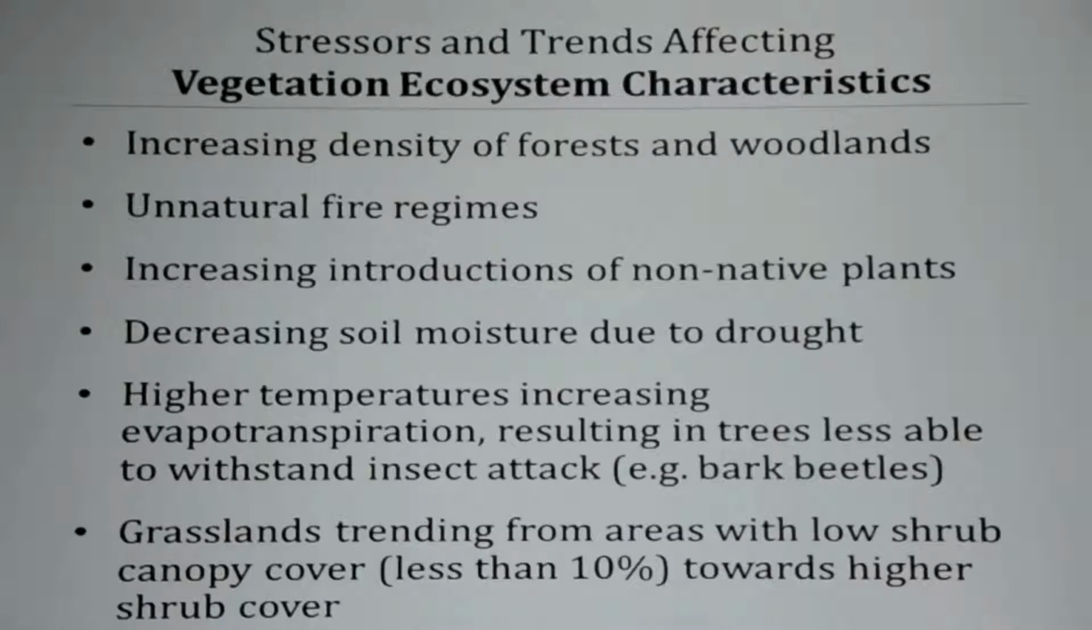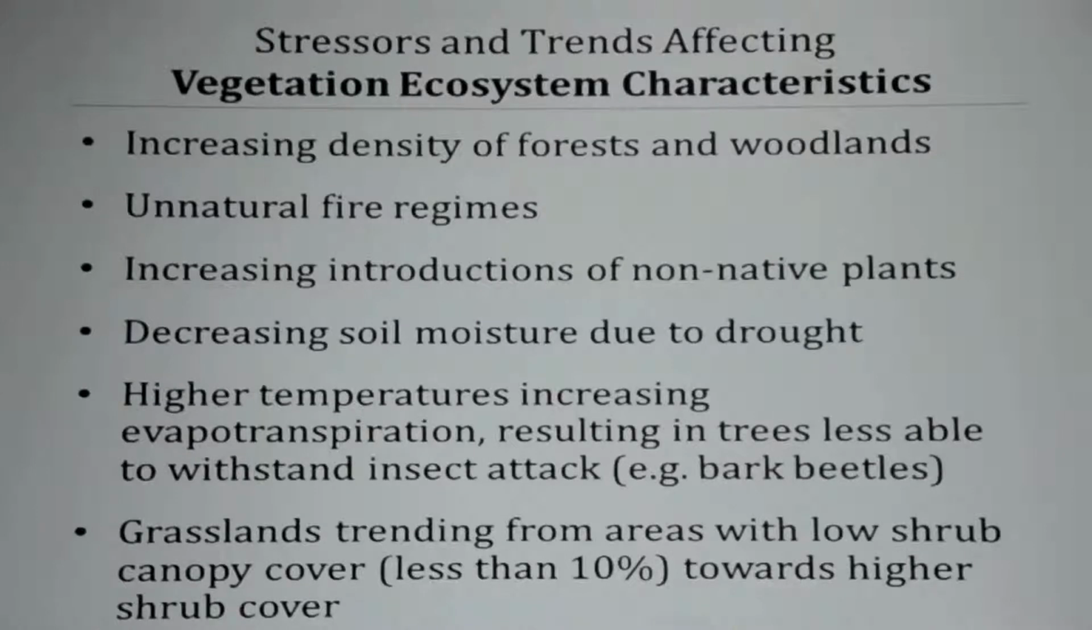We have an increasing, ongoing introduction of non-native species, both plants and animals. Decreasing soil moisture due to drought is another stressor. And that sets up things like some of our insect problems, because our pines, bark beetle example, they don't have the moisture they need to have the sap they need to keep the bark beetle down. Higher temperatures, evapotranspiration is what's being affected and sets up the bark beetle problem.